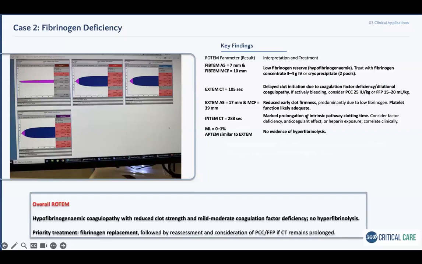Also, you look at the Aptem and Extem. So Aptem and Extem, both of them are looking the same. That means there is no fibrinolysis. Otherwise, they will look different. If there is a fibrinolysis, they will look different.